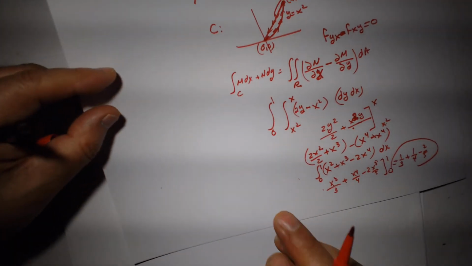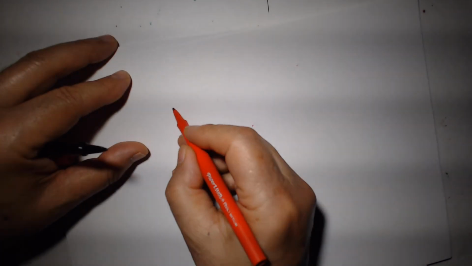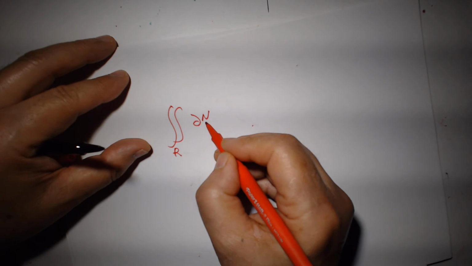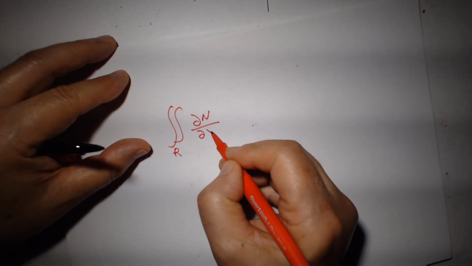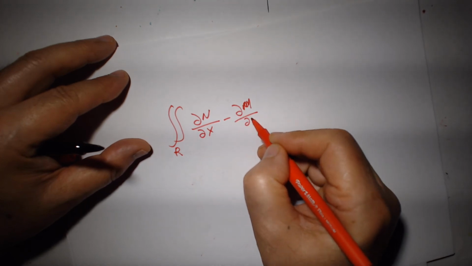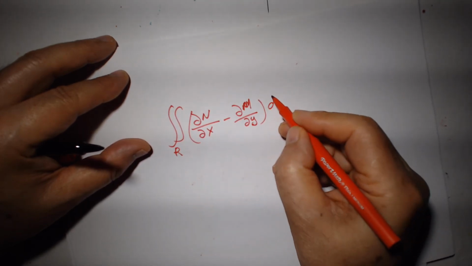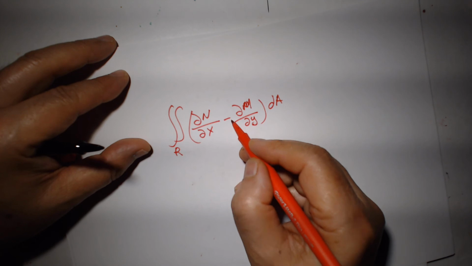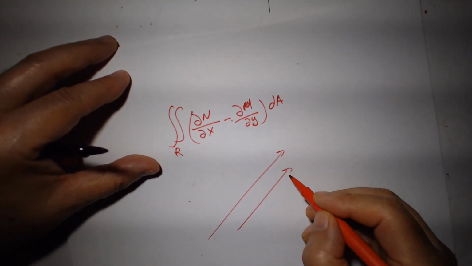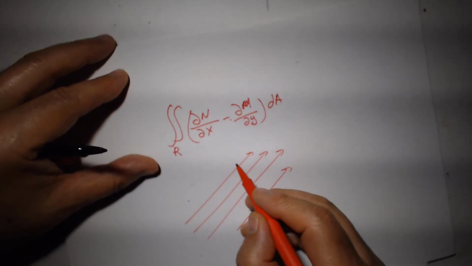Somebody said, why does this region use the partial derivative of the y component with respect to x and the x component with respect to y? You want me to tell you why? You know why this is negative, why this is positive? Well, I have a vector field.